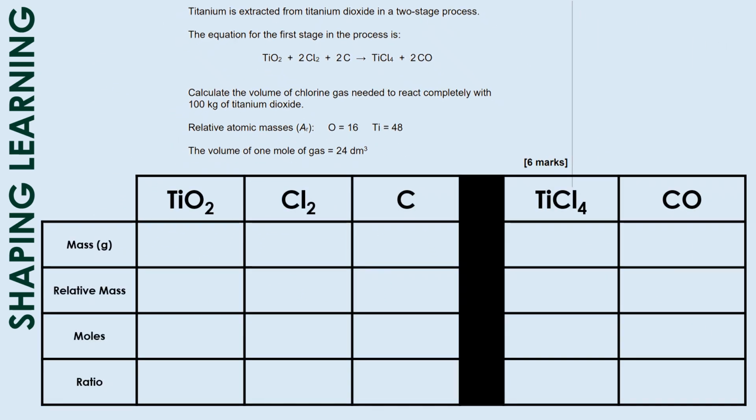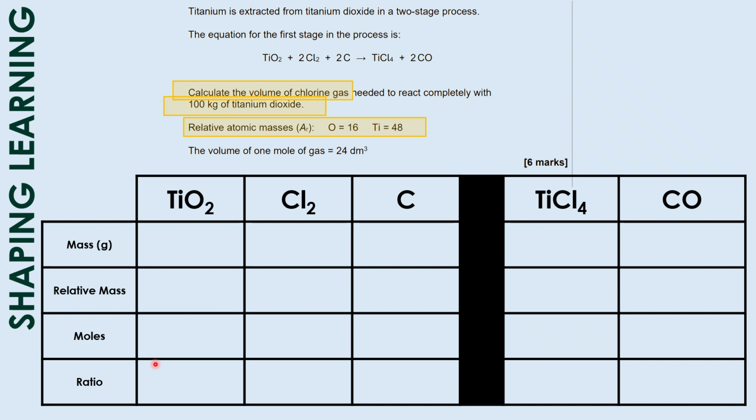It'll always be given to you. So let's look at how we answer this question. Let's have a little look at this question together then. Let's highlight the numbers first. You could have a go at this question first. Pause it now if you wish, but I'll go through it now. So you've got 100 kilograms of titanium dioxide. You've got the relative masses here. You've got the fact we're calculating the volume of chlorine gas.